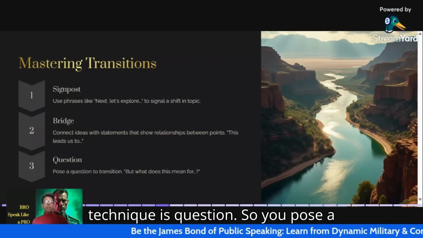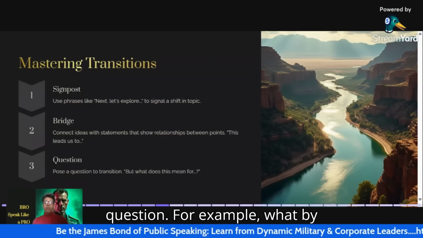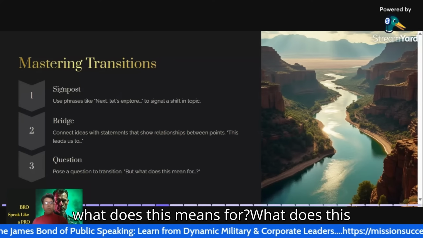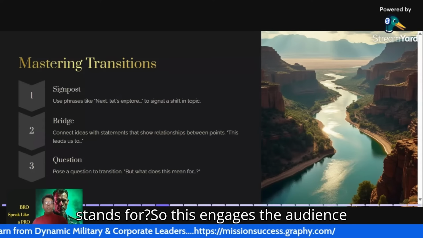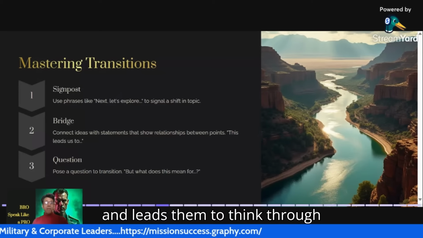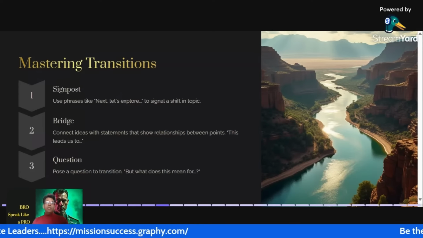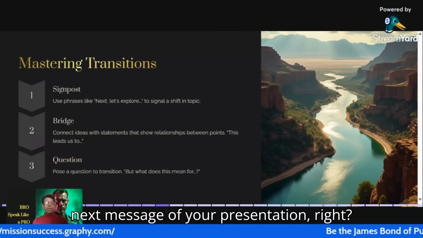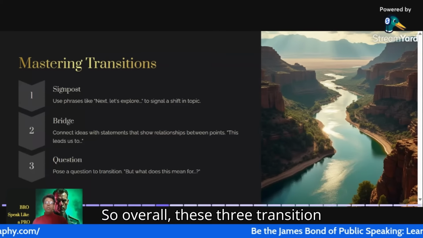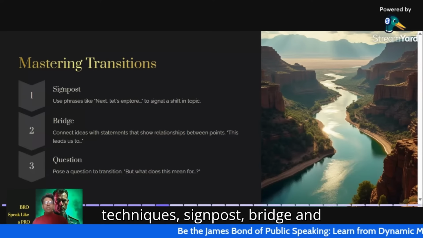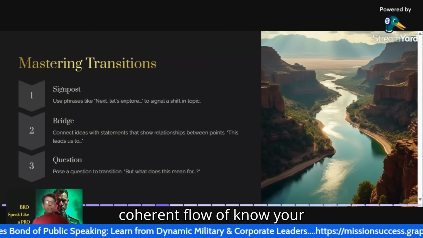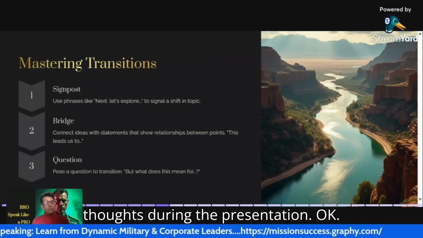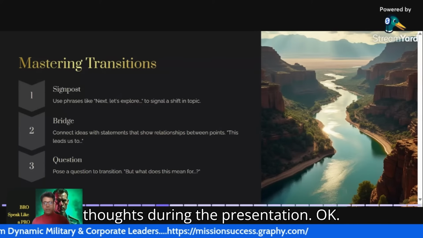And the third technique is question. So you pose a question. For example, what does this mean for? What does this stand for? So this engages the audience and leads them to think through the next portion or the next message of your presentation, right? So overall, these three transition techniques, signpost, bridge, and question, can help create a seamless and coherent flow of your thoughts during the presentation. Okay.